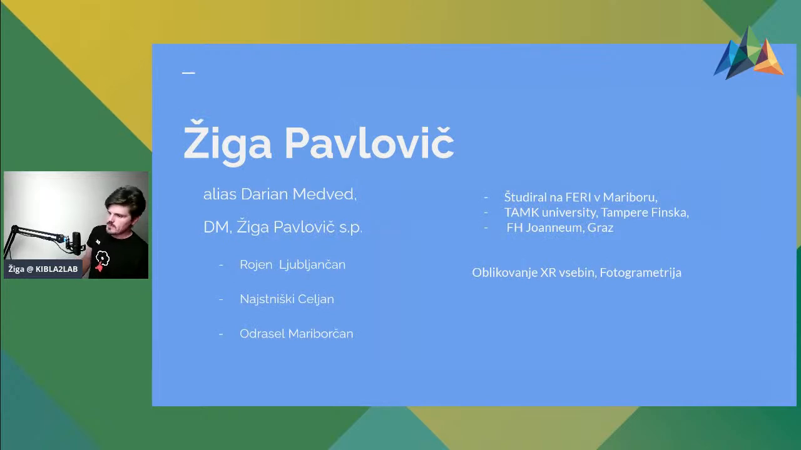First, a little bit about me. I also go by the name Darian Medved. It's kind of an artist name. I have been many different things. I was born in Ljubljana, I was raised in Celje, and in the end I am now becoming more and more from Maribor. I studied in Maribor. I also went to Finland for a year, and I also studied interaction design in Graz. And now I mostly work in interaction design.